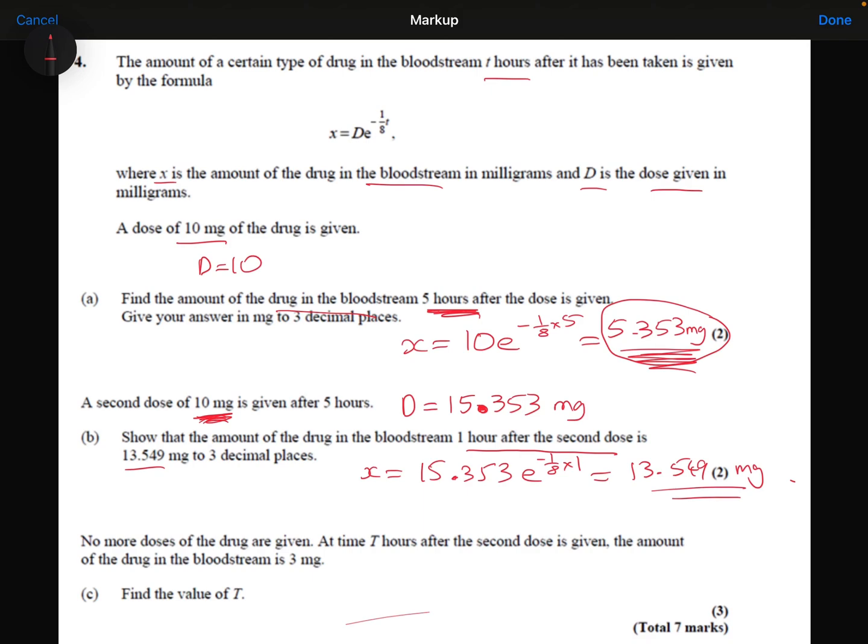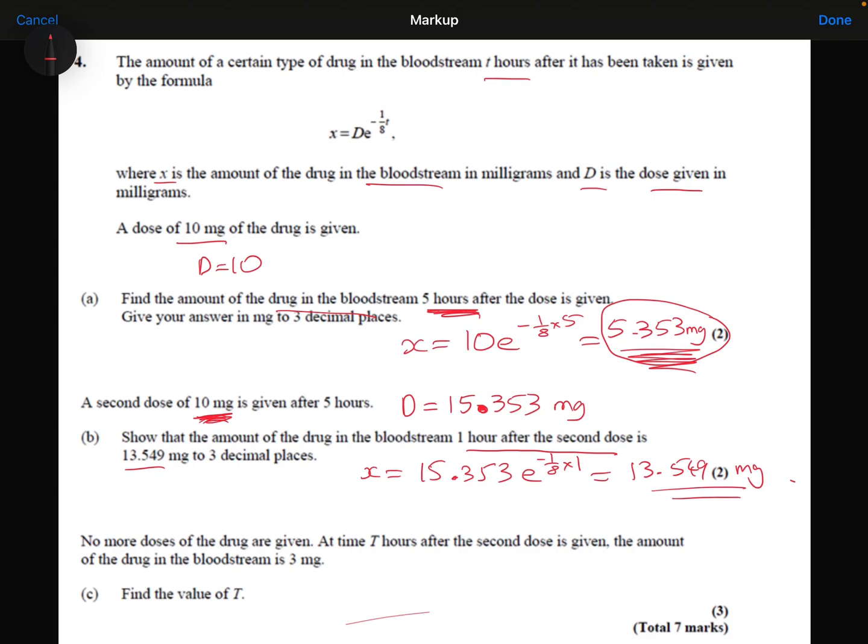And then to part C. No more doses of the drug are given. At t hours after the second dose, the amount in the bloodstream is 3 milligrams. Find the value of t.